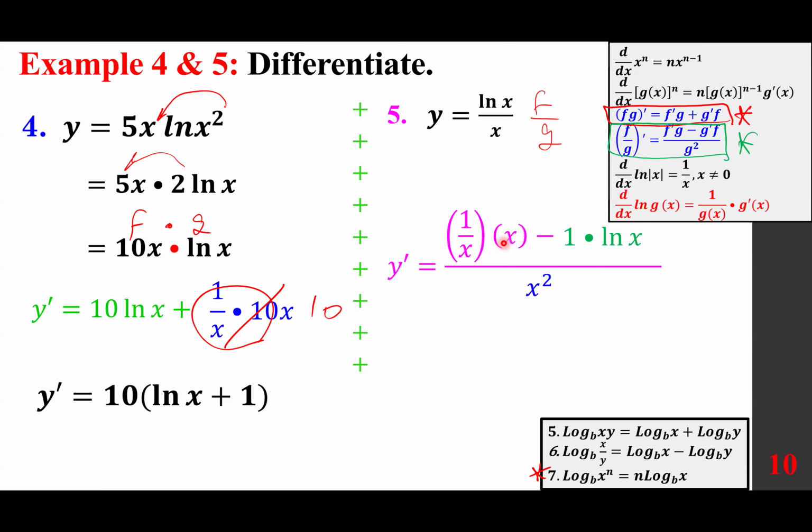Now, clearly, when you multiply these two, you just get 1. So 1 minus ln x over x squared is the final answer, everybody.